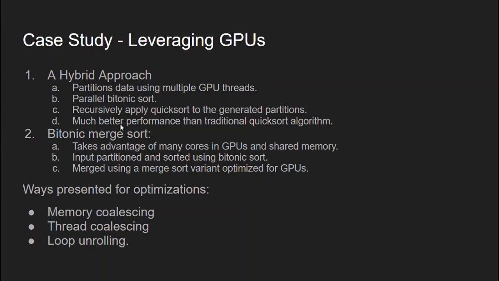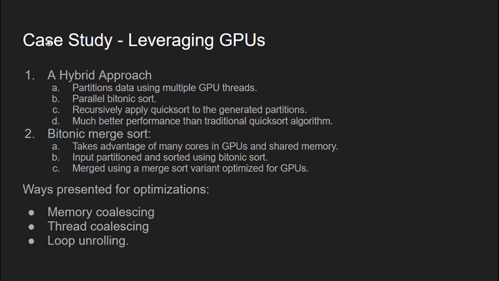Apart from the techniques that we just saw, there are various studies that mostly compare different algorithms and focus on general optimizations. Some of them are memory coalescing, thread coalescing, and loop unrolling. So what is coalescing and loop unrolling? Coalescing is basically a technique in which adjacent blocks of free memory or free threads are merged together. Loop unrolling is a technique to optimize a program's execution speed at the expense of its binary size.